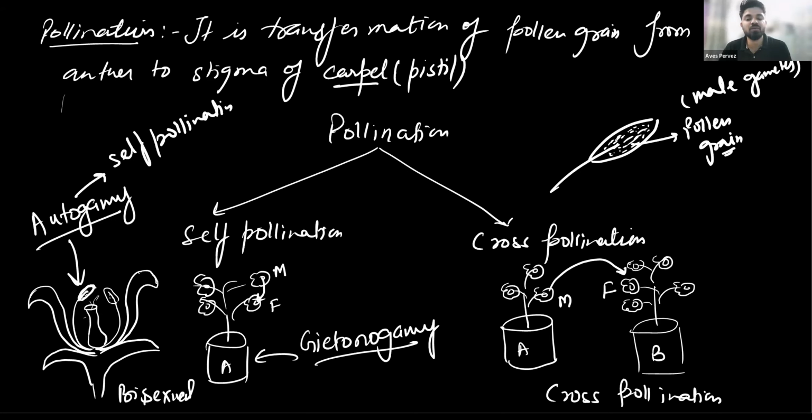What happens in geitonogamy? Suppose this is a single plant, but it does not have bisexual flowers. One plant has many flowers, but one flower can be male and another female. The plant is not changing. The plant is the same, but the flowers are different. Like here you can see, this is the male flower and this is the female flower.